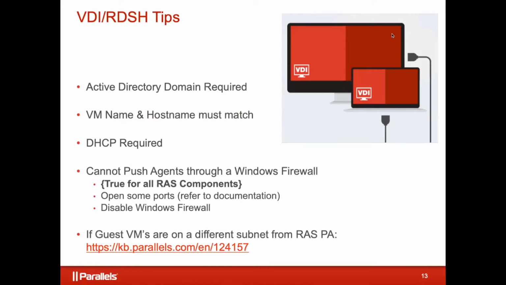The last note there is if the guest VMs are on a different subnet from the RAS publishing agent, we need to implement this knowledge base article. I actually need to pull that out of the slides, because that is not a true statement anymore. If you're on RAS version 16.5.3 and earlier, you need to go through this knowledge base article. We have addressed and resolved that, so you no longer have to worry about this in version 17. So ignore the last one. If you're going with version 17, you don't have to worry about that.